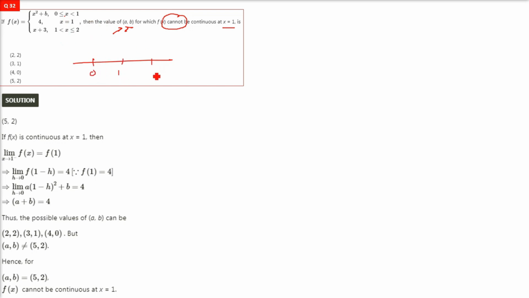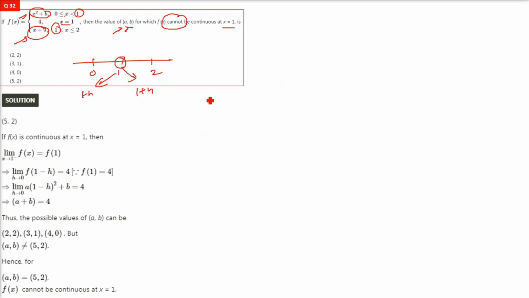Since x equals 1 is the point given in 4, we have to check for non-continuity at x equals 1. So we will go left, 1 minus h, and right, 1 plus h: left hand limit, right hand limit. x square plus b for the left hand limit, x plus 3, the second function, for the right hand limit, and 4 is the value of the function at that value which is 1. I hope you got the idea.